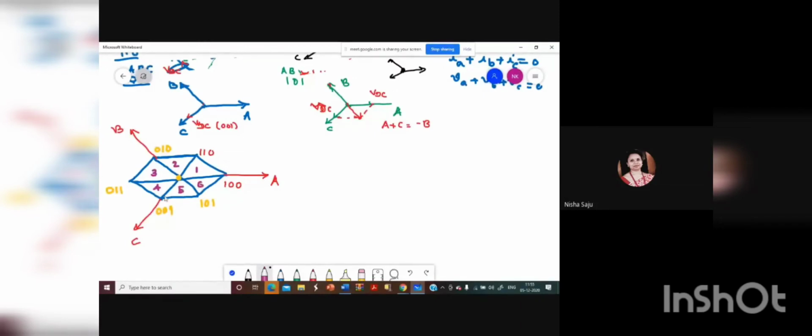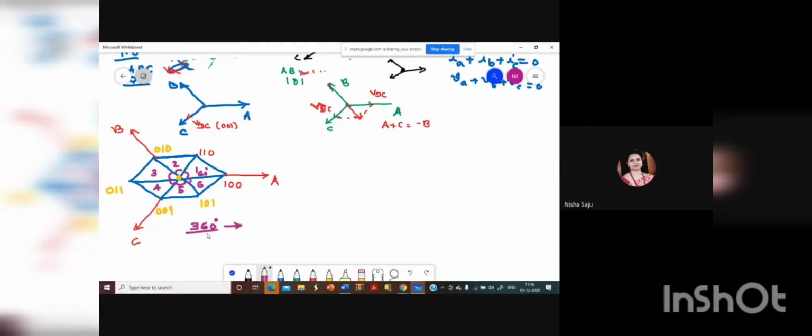Remember, each sector will be displaced at an angle of 60 degrees. This is 60 degrees, this is again 60 degrees, and so on. Each one is 60 degrees, and you have 6 sectors, so totally you will have 360 degrees. It takes 6 steps to complete one revolution. So 6 into 60 degrees you will get as 360.